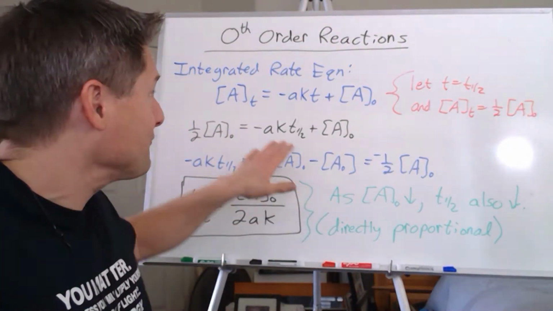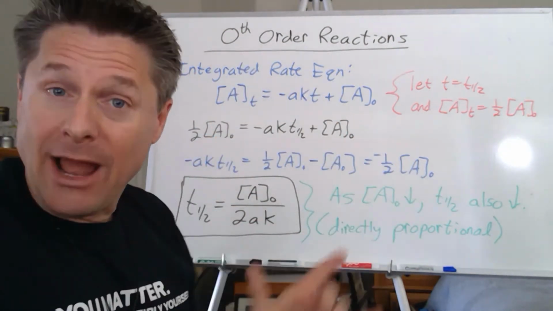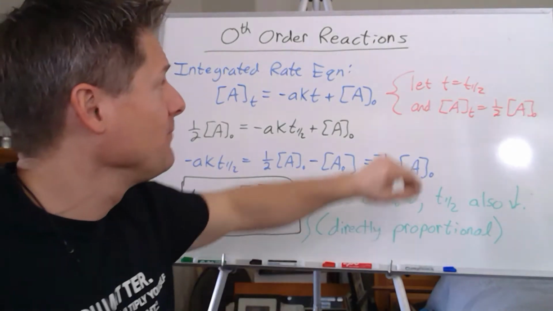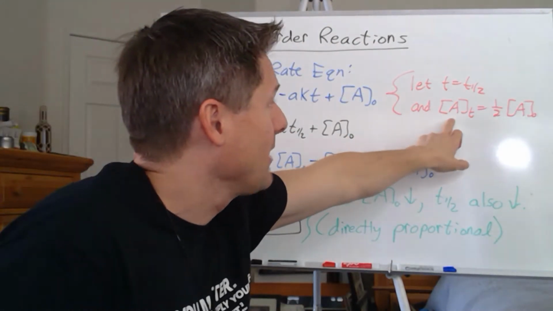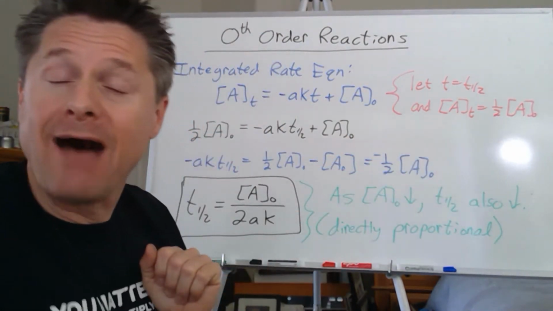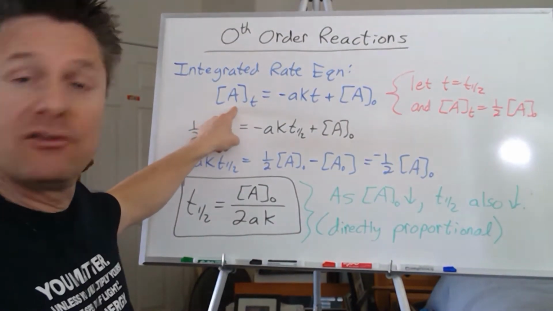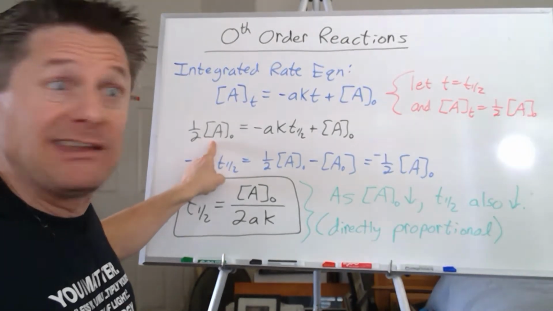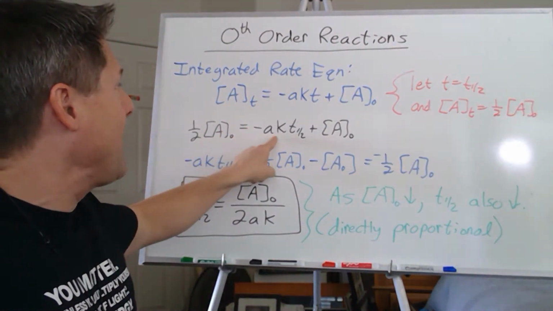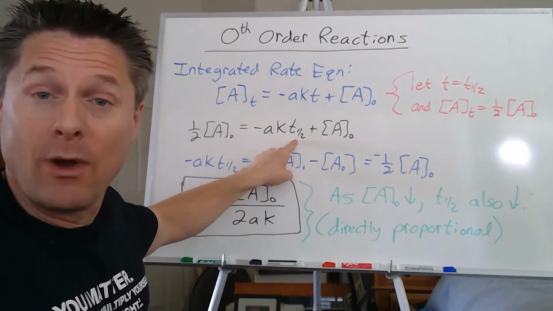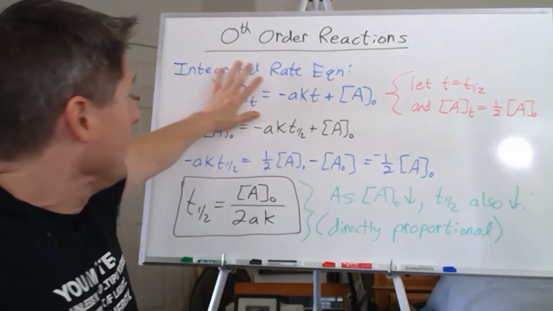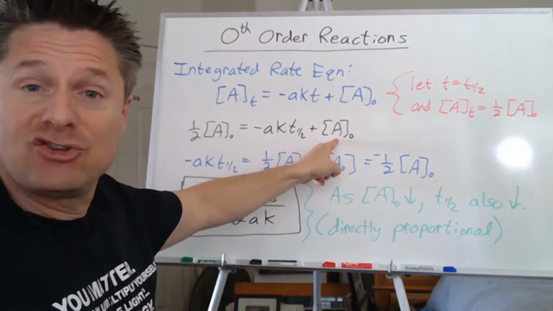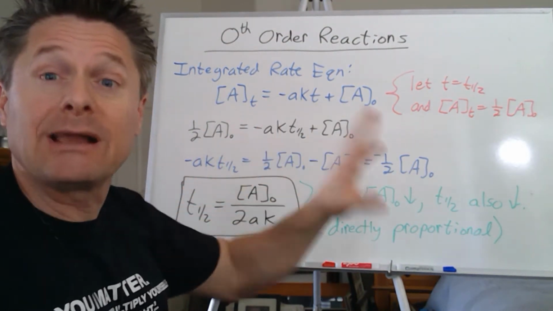Okay, no big deal. Now what we're going to do is that algebraic substitution. We're going to let t equal t1/2, the half-life, and at that point, the concentration at time t will be 1/2 the initial. So I look at my equation and go, the concentration at time t will now be 1/2 the initial concentration, by definition of half-life, and that will be negative AK, now t becomes t sub 1/2, plus the initial. So that concentration at time t variable's gone. Now we've got two initial concentration terms. We want to combine those.